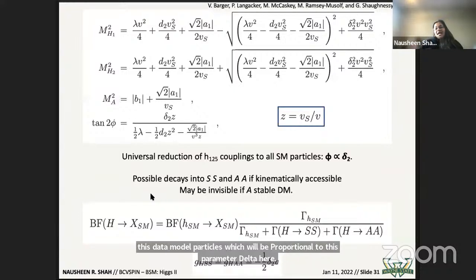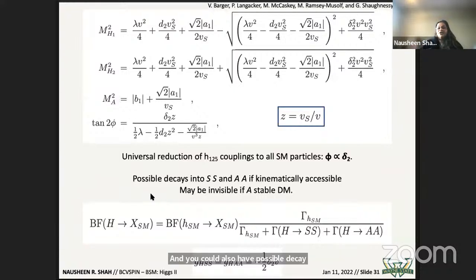And you could also have possible decays of your H125 into these additional scalars if these are light enough. But also, these could be invisible because one of these things in this particular case could be a stable dark matter candidate. So anyway, that was the simplest story that you could do.